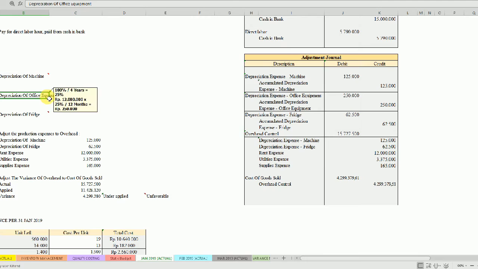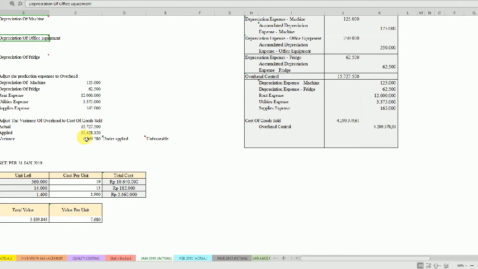And this is the formula of depreciation of office equipment. And also with the fridge, the journal will be depreciation expense of office equipment to accumulated depreciation of office equipment. Depreciation expense of fridge to accumulated depreciation of fridge. And all the production expenses need to be adjusted to overhead. The production expenses include depreciation of machine, depreciation of fridge, rent expense, utilities expense, and supplies expense. The journal will be overhead control to depreciation expense of machine, of fridge, rent expense, utilities expense, and supplies expense.